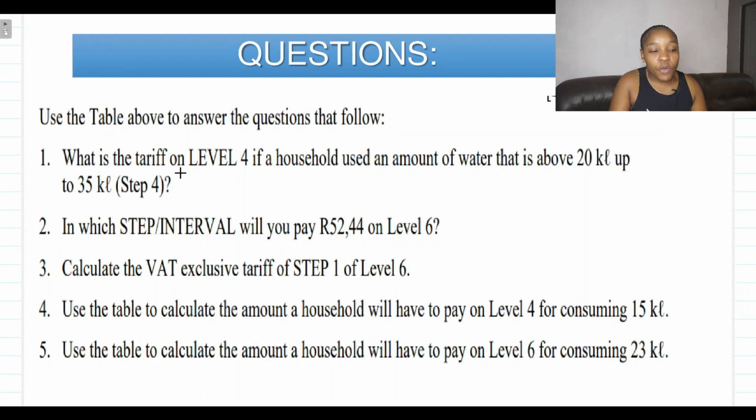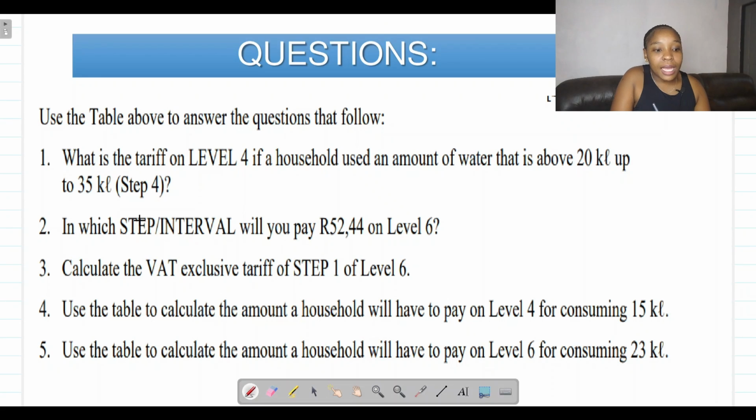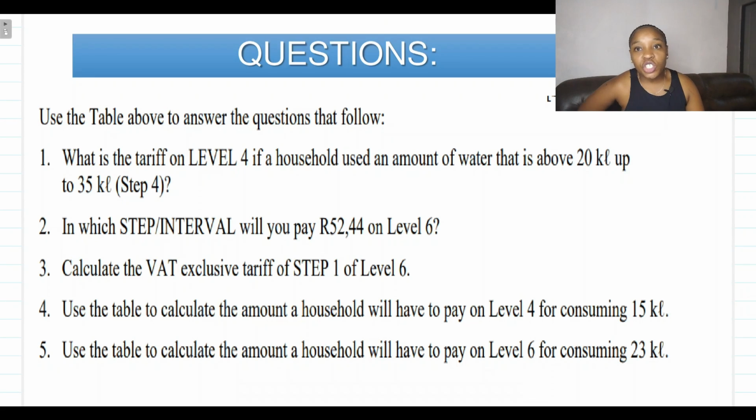What is the tariff on level 4 if a household used an amount of water that is above 20 kiloliters up to 35 kiloliters? With this question, guys, please quickly take a screenshot of these questions, then try them on your own for like the next 10 minutes. Then play this video tutorial and see if you're able to apply yourselves in these questions using the information that I've given you.